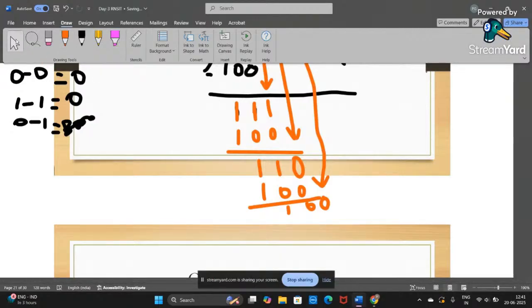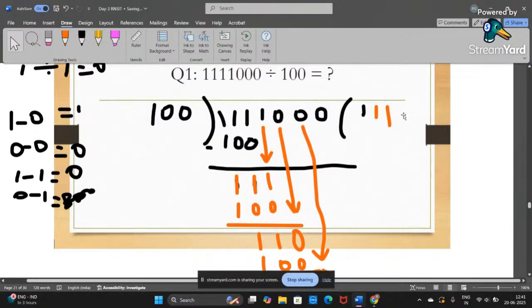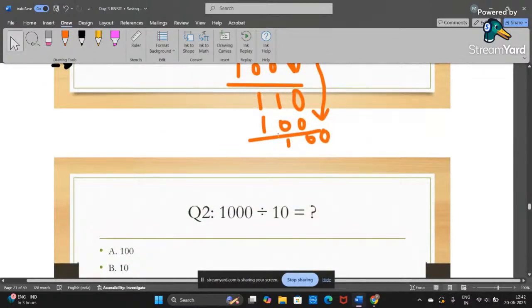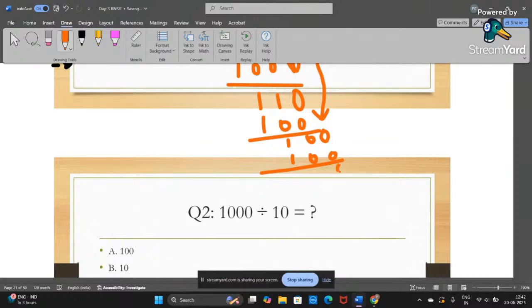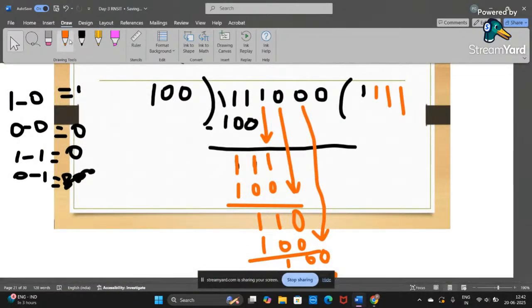Again, it is 100 into 1. So you're writing again here 100. 0 minus 0, it is 0. 0 minus 0, it is 0. 0 minus 0. 1 minus 1, it is 0. Don't write that 0. It's just cancelled. Then again, we have to take this.